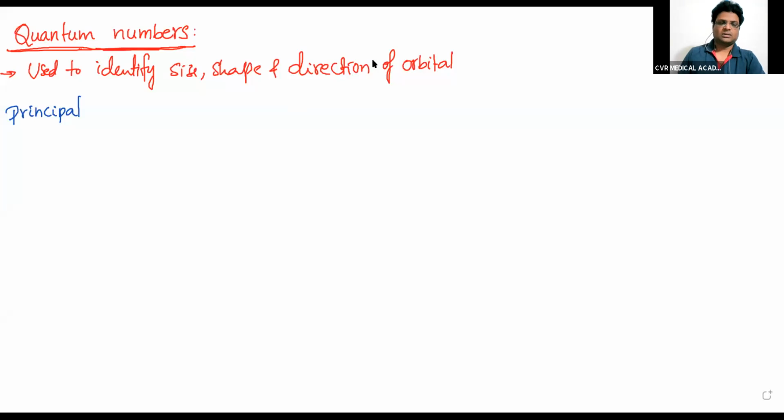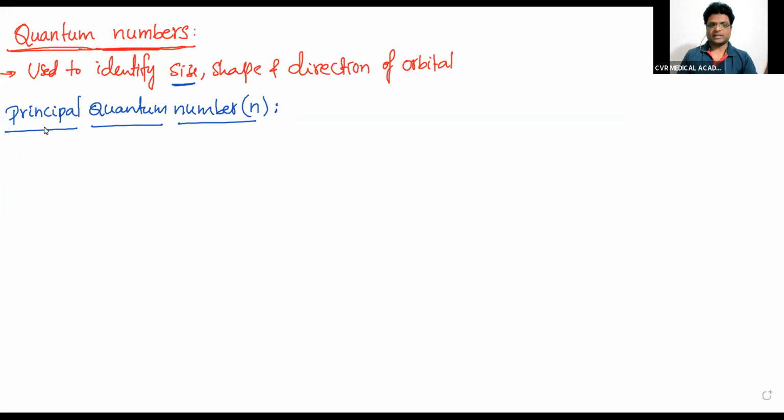Yes. So in quantum numbers, we have four quantum numbers. The first one is the principal quantum number, which is indicated by n. So what does it indicate? The principal quantum number is used in identifying the size of an orbital, that is, how big a particular orbital is.